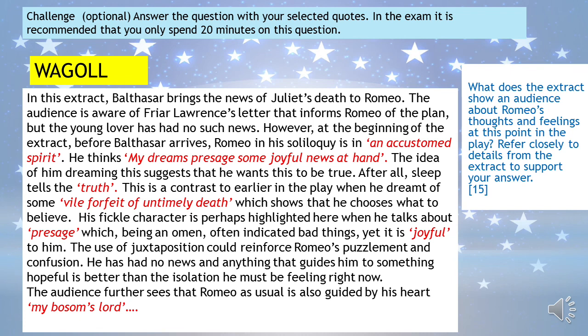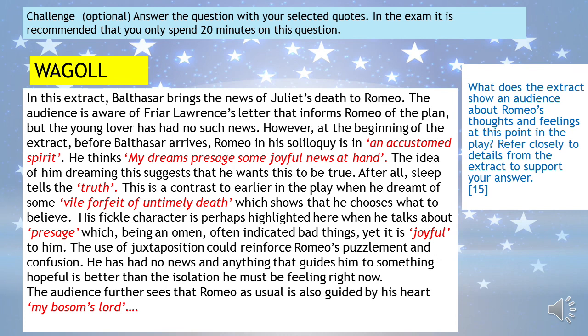And again, it's: what does it show about Romeo's thoughts and feelings at this point in the play? And refer closely to details from the extract to support your answer. And it's worth 15 marks. It's recommended that you should spend 20 minutes on this question, but you can spend quite a lot longer at this stage because that is fine, as you are still learning this. So have a quick look at the example.